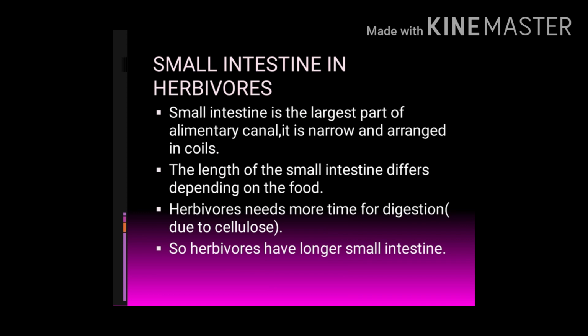Now about the small intestine in herbivores. The small intestine is the largest part of the alimentary canal. It is narrow and arranged in coils. The length of the small intestine differs depending on the food. Herbivores need more time for digestion because they take in cellulose. So herbivores have a longer small intestine.